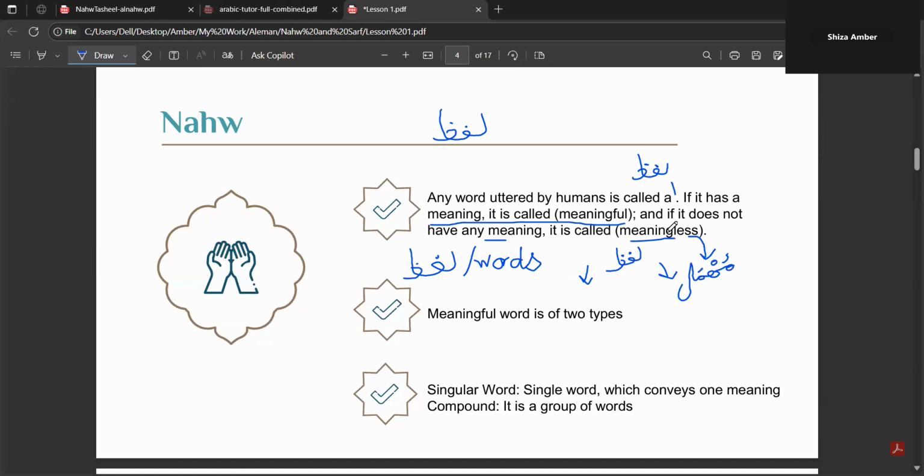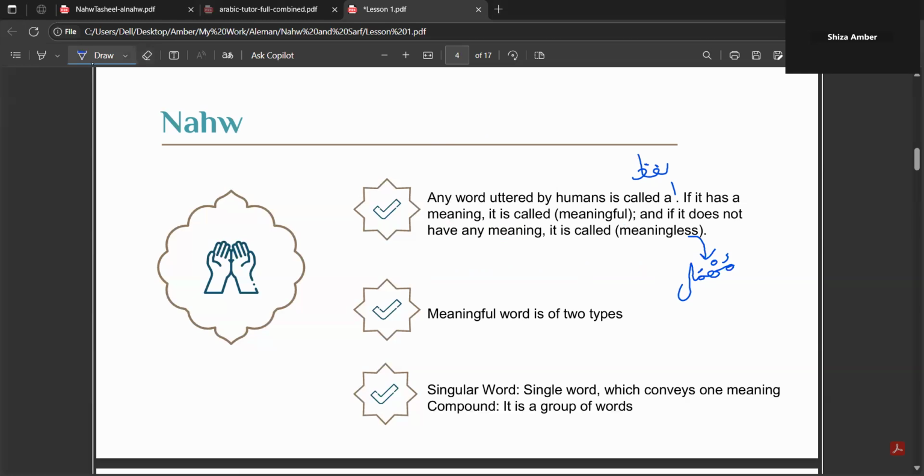I think I should remove the excessive things so that you don't get confused. And then the meaningful word, the one which has a sense or a proper meaning, is known as mawzu.